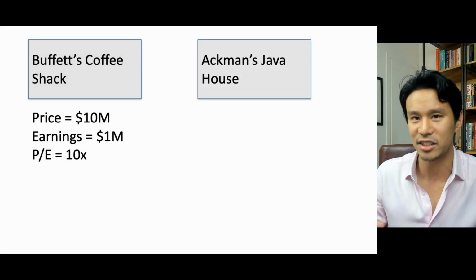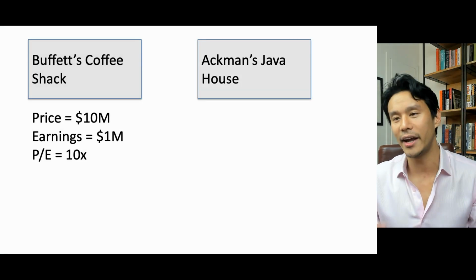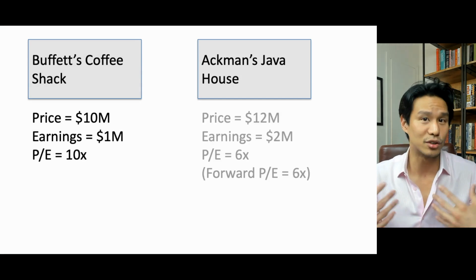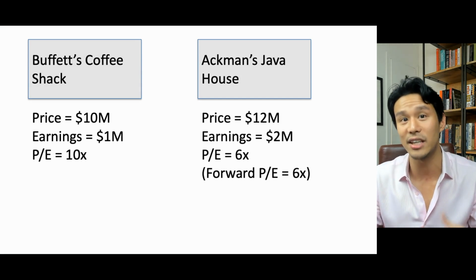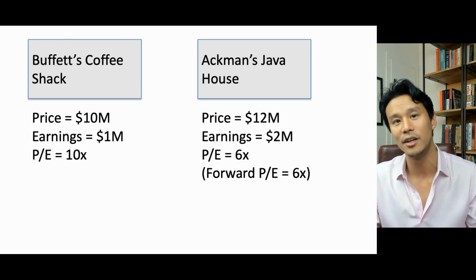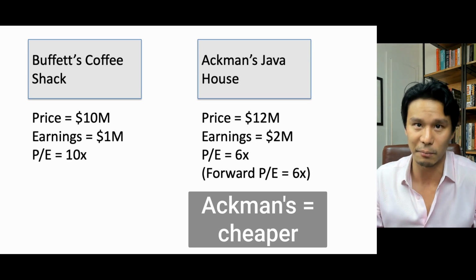The net income or the earnings is what these coffee shops are making today. It's most likely last year's results. So it's a backwards-looking PE. Say Ackman's Java House has just opened a second location and they're projected to make a net income of $2 million next year. When we use those earnings, Ackman's Java House is now a 6 times PE, so a $12 million price versus $2 million in net income. So now it's cheaper on a forward-looking basis.